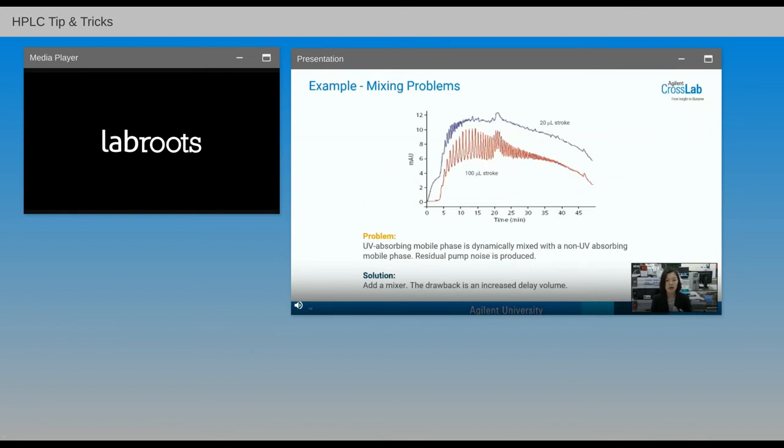Sometimes it could also be due to mixing problems, like what you see on the slide here, because of the UV detector. The UV detector will absorb the mobile phase, and then when you mix with non-UV absorbing mobile phase, you will have this kind of problem. So what is the solution to it? Add a mixer to help with the mixing of the two different mobile phases coming together.